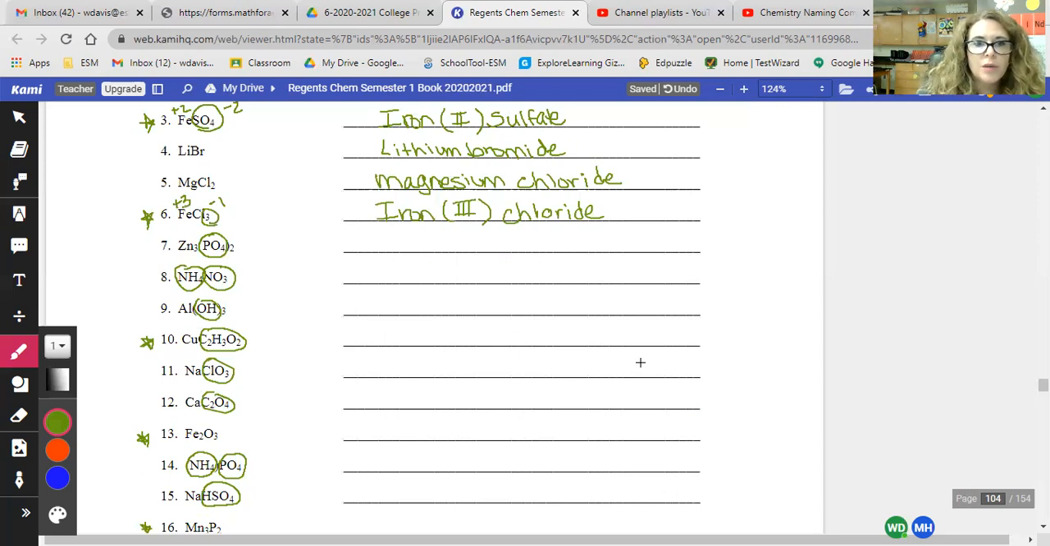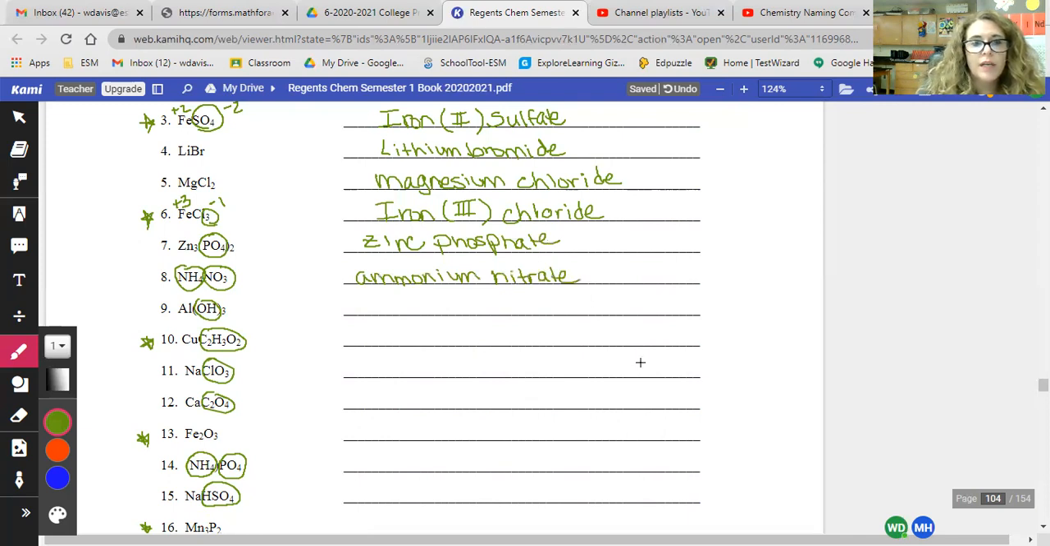So now I'm going to do zinc. And now I'm going to find this on table E, and that is phosphate. And so now over here, I have NH4 and NO3. So I need to name these both using table E. This is ammonium. And then nitrate.